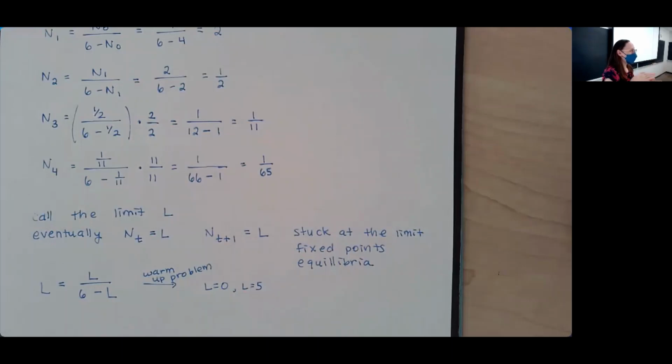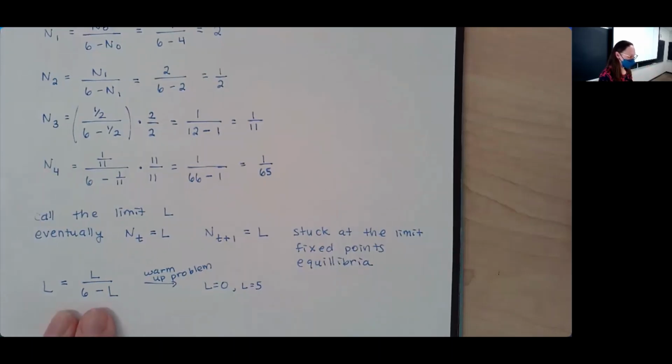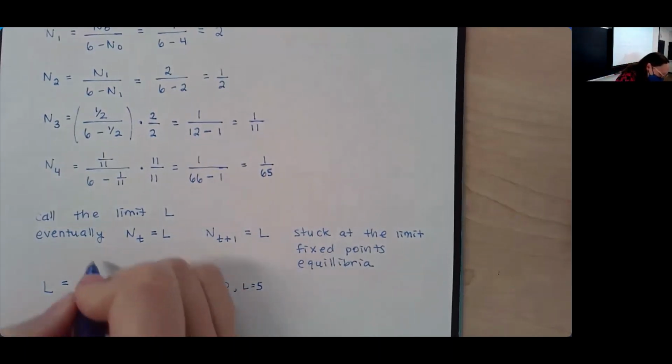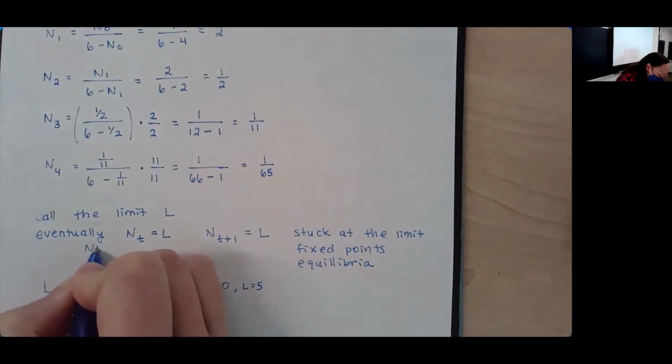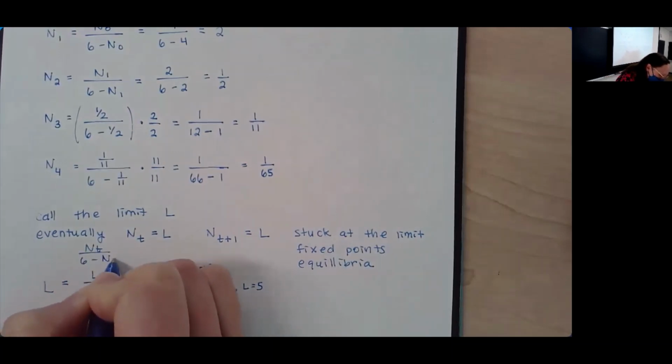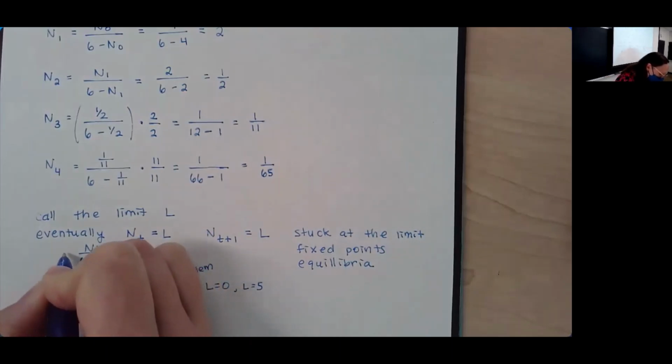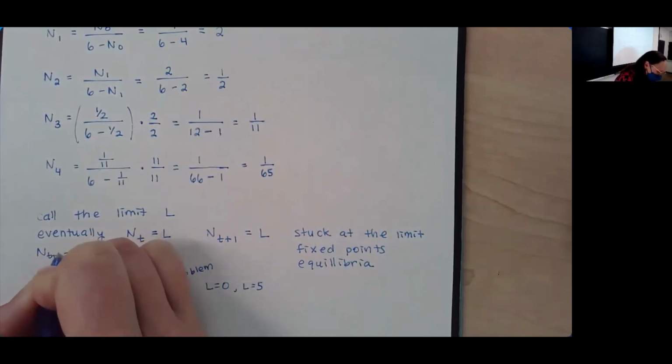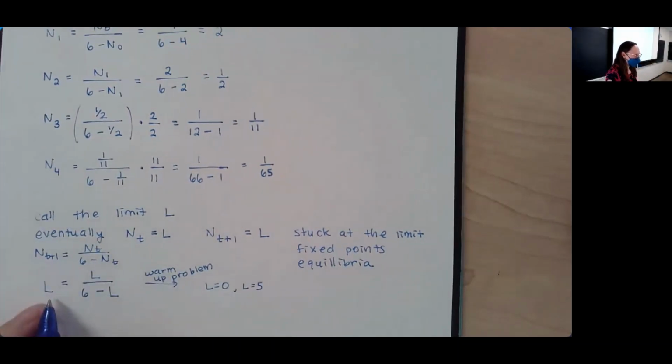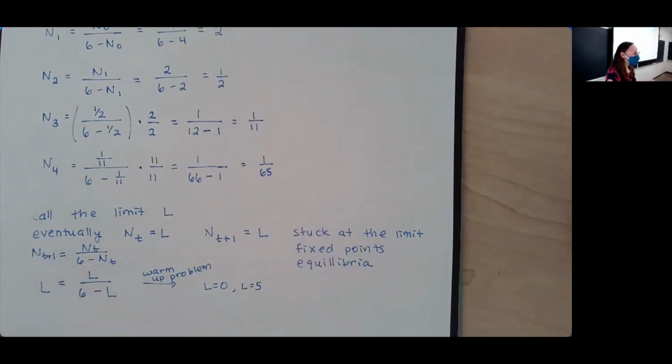Well, if I've gotten to that limit and that limit is 5, then next year I should still have 5 in the population. And the year after that, I should still have 5 in the population because I've reached that carrying capacity. Well, this is the algebra equivalent of that, of saying that when I reach that limit, then the n sub t has hit that limit. So next year, that n sub t plus 1 will still be at that same limit, because it can't go past. Right. If I've hit the limit, then I'm not going past that limit.